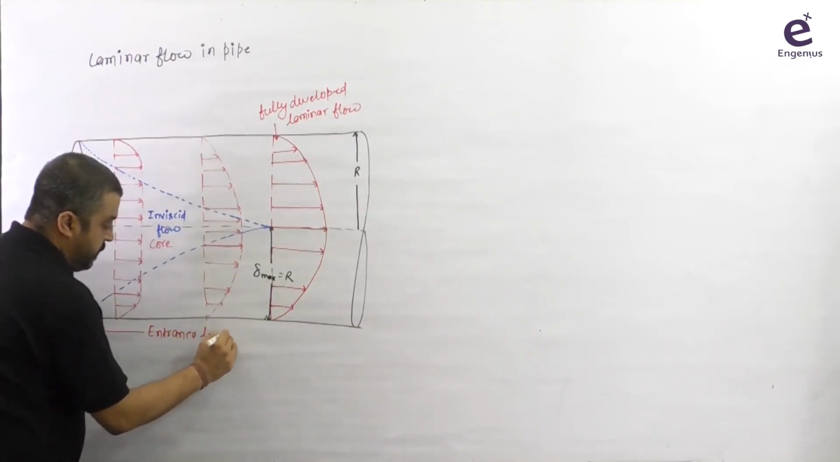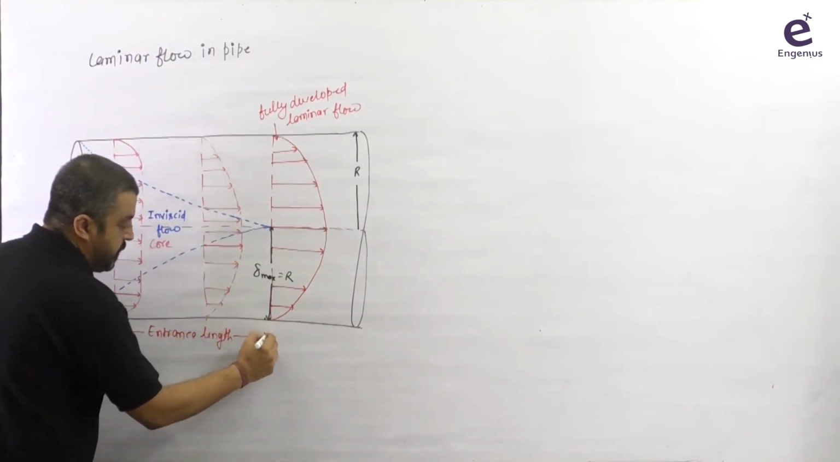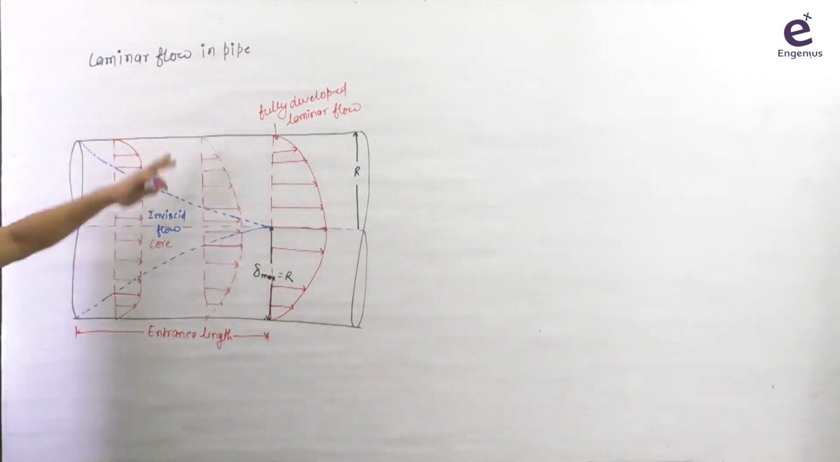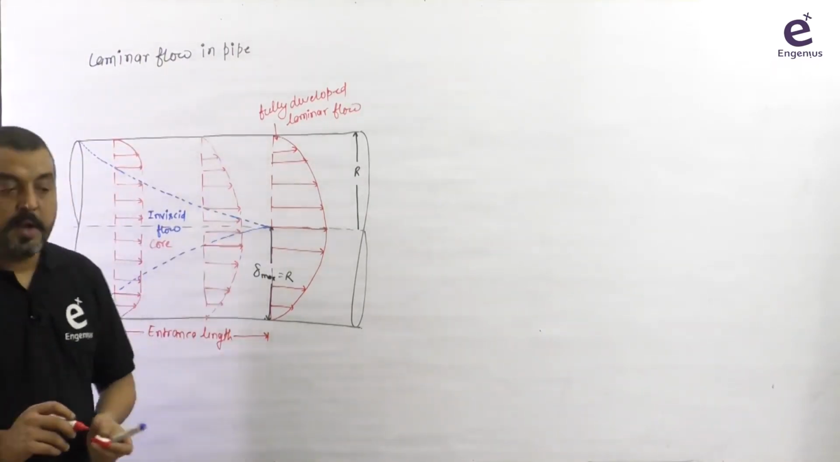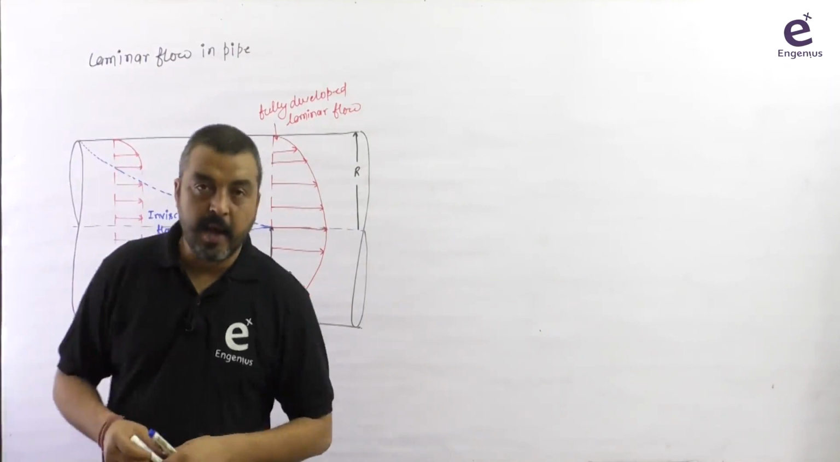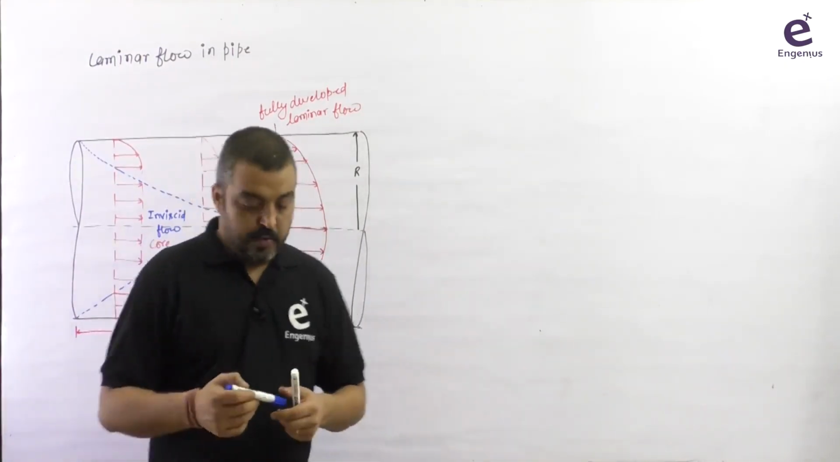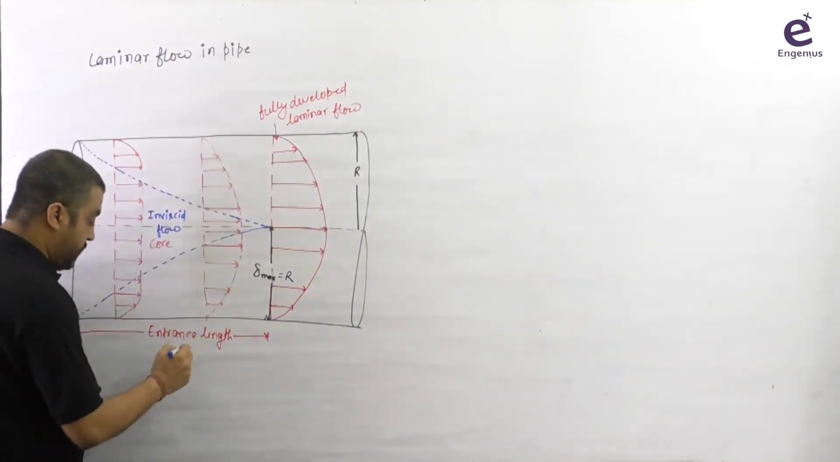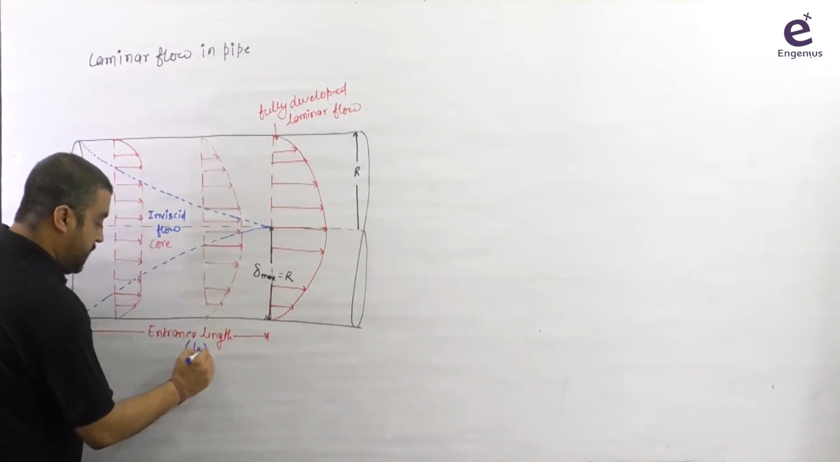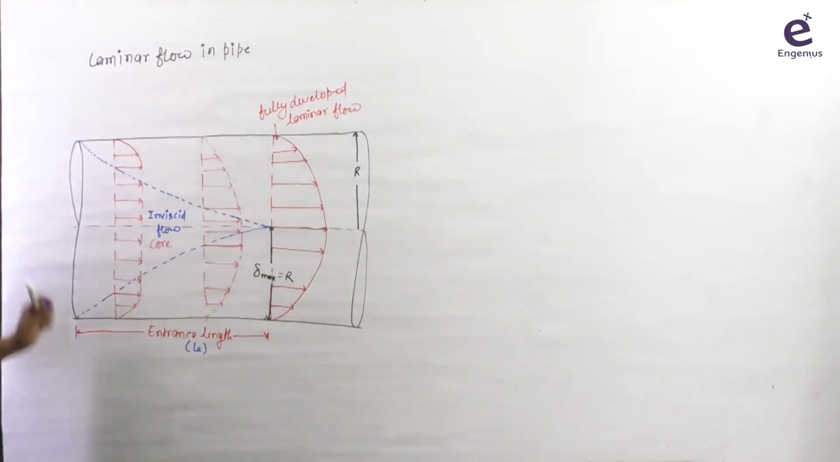Entrance length. Okay, this is the entrance length in case of a laminar flow. And for this one, we have an empirical relation. Through this one, you can find out this value here. So we are defining entrance length by LE, and the empirical relation you can say.